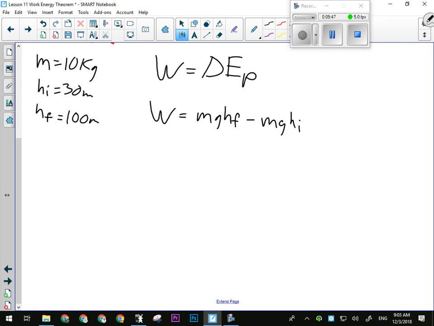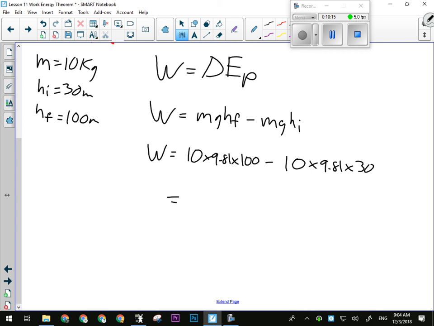All right, so I'm just going to plug in my numbers. The mass of the package, 10 kilograms, times 9.81, times the final height, 100 meters, minus 10 kilograms times 9.81 times the initial height, which was 30. How did I know to use 9.81 for g? Right, that's acceleration due to gravity. And if it doesn't say otherwise, we assume everything's happening on Earth.